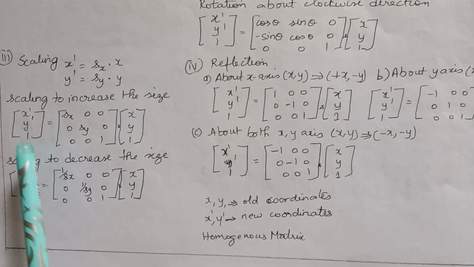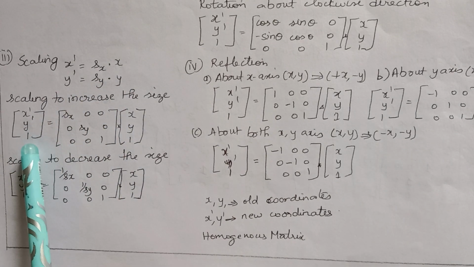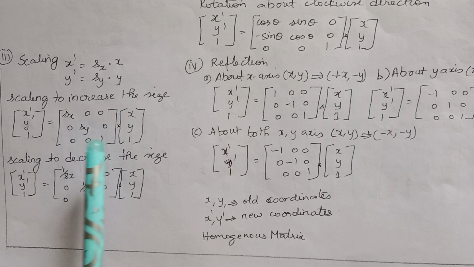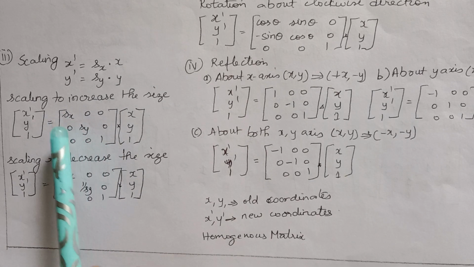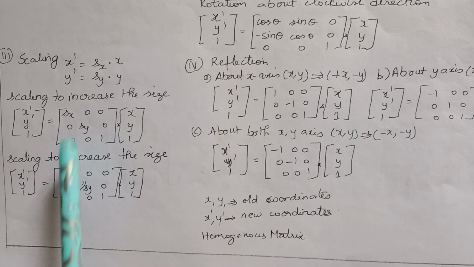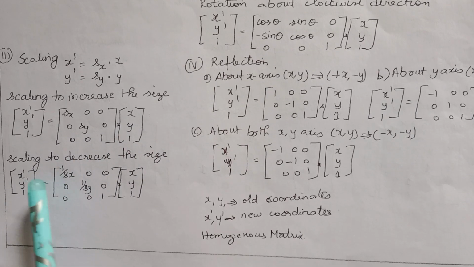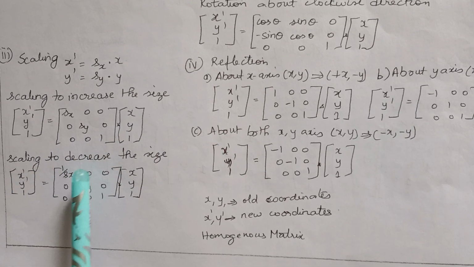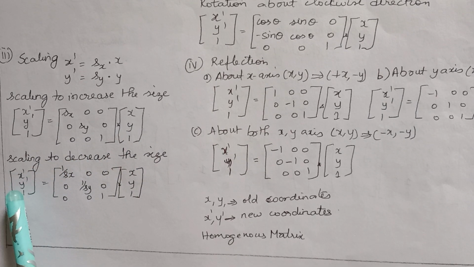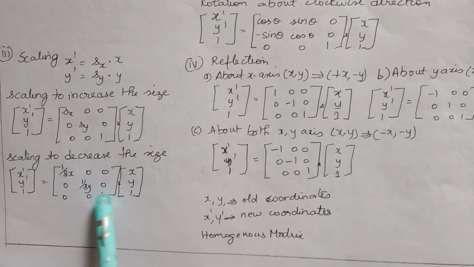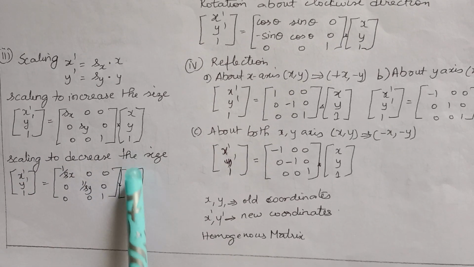How do we write it in matrix form? The new coordinates x dash, y dash will be: in the diagonal sx, sy, 1, and the others you fill with zeros, multiplied by the old coordinates x, y and 1. Now if you want to scale to decrease the size, the new coordinates x dash, y dash, 1 will have 1 by sx, 1 by sy and 1 in the diagonal, multiplied by the old values x, y and 1.